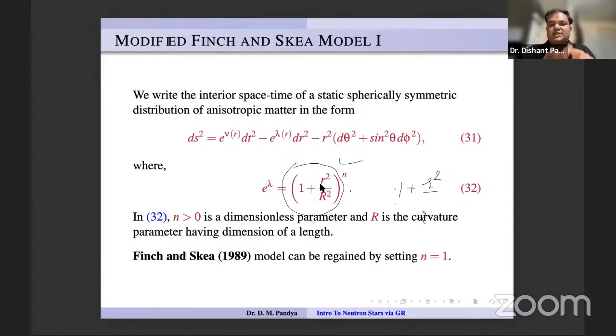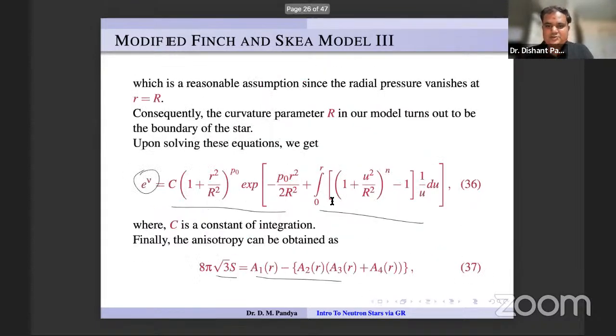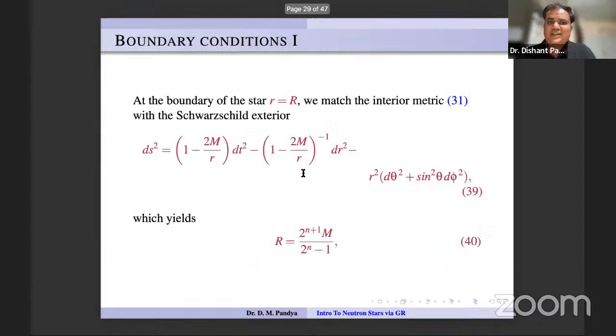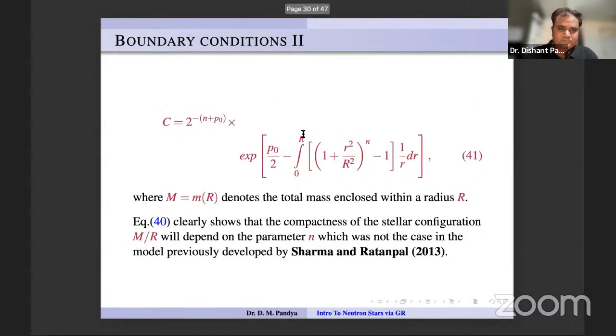So this 31 metric with this assumption is nothing but the generalized Finch-Skea assumption. And now it should match smoothly with the Schwarzschild exterior metric. When it matches, you have this relationship: R is equal to 2 raised to n plus 1, m upon 2 raised to n minus 1. This is a simple relationship that we can obtain on the basis of this matching condition.